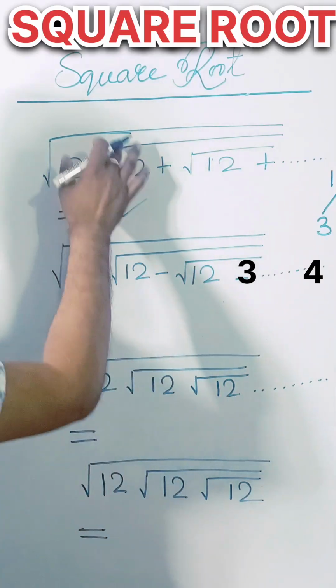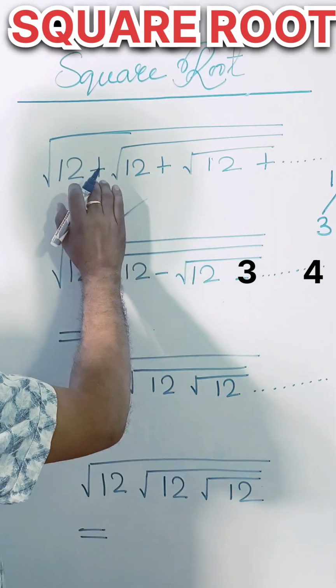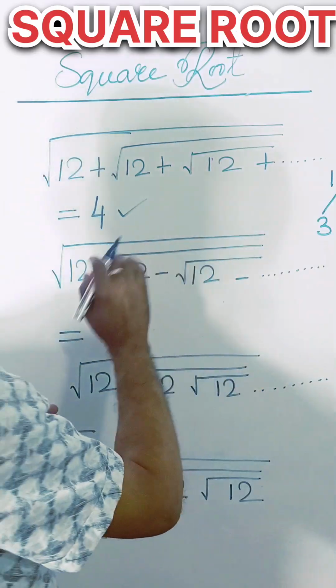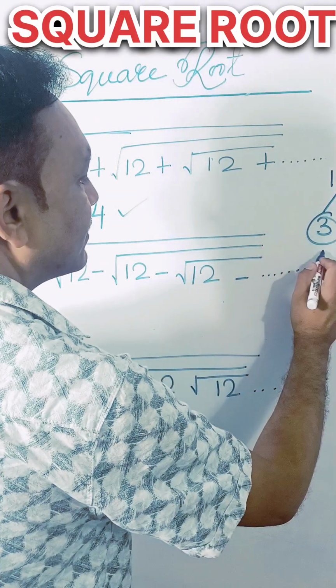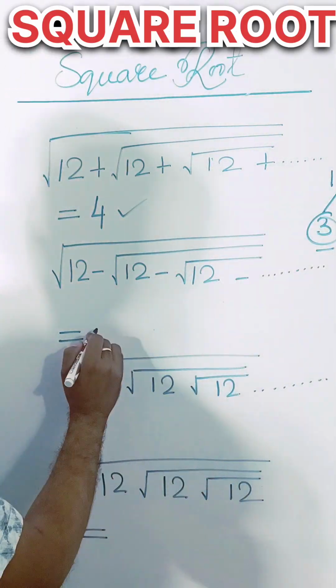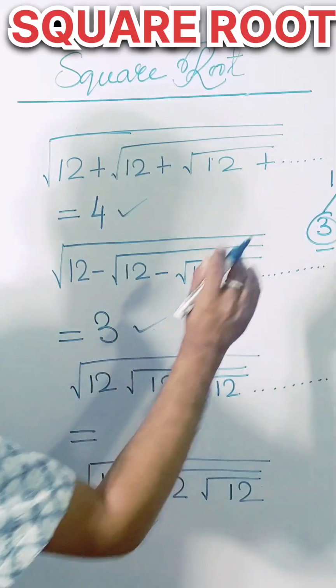Now these are similar problems, only the difference is here plus, here minus. So in case of minus, take the smaller number. So for minus, you have to take 3. So this is the answer.